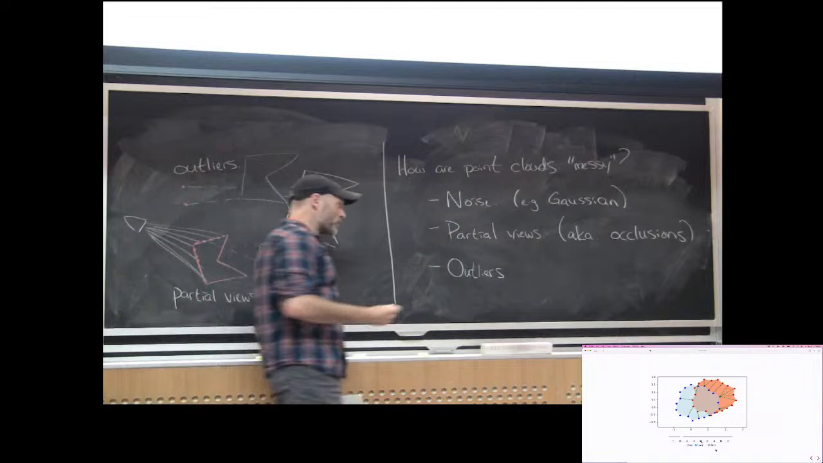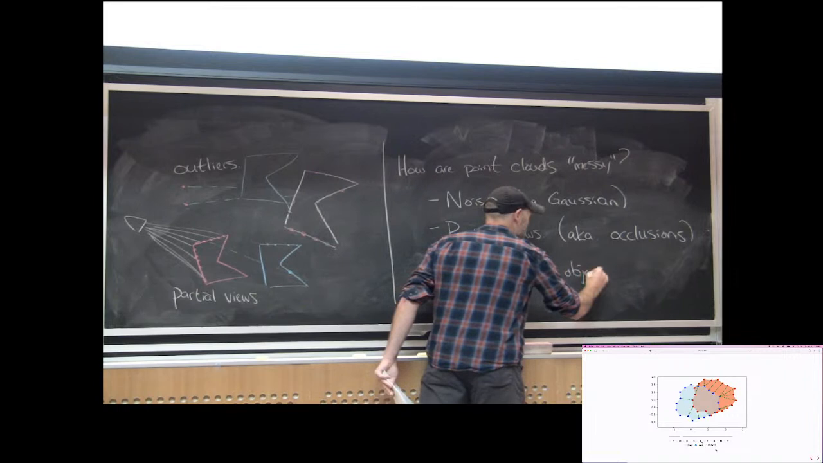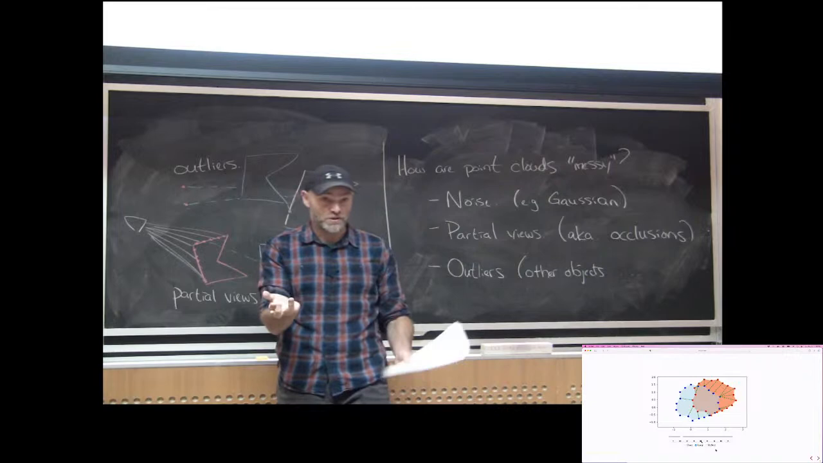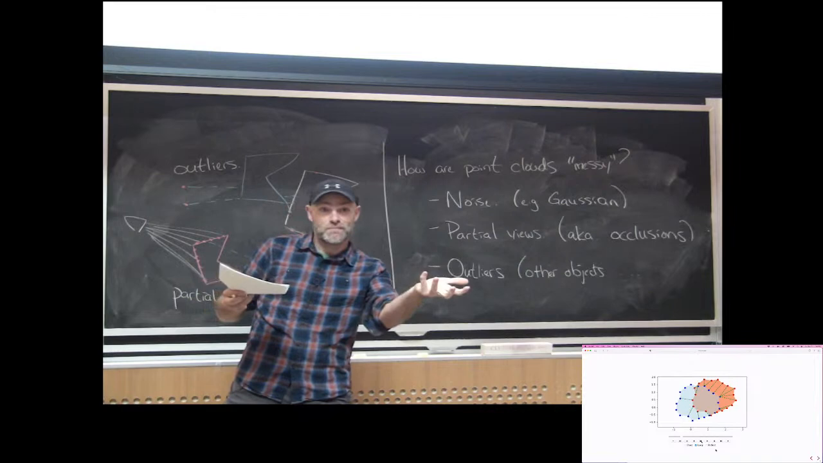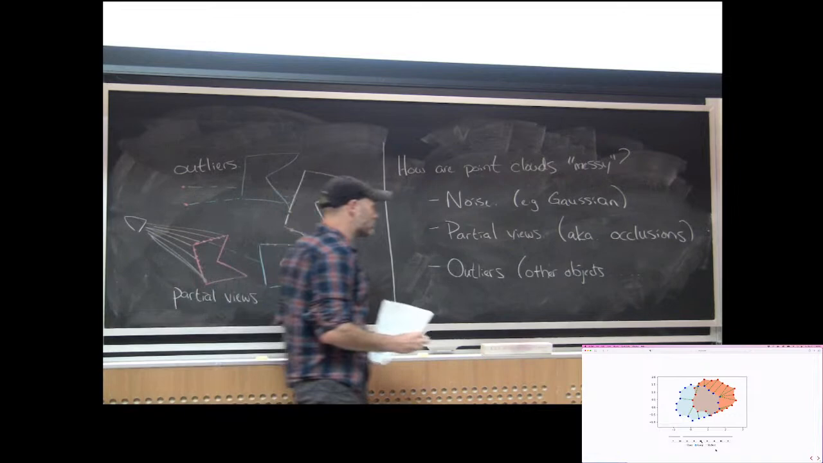More interesting outliers are where you have other objects. For instance, maybe you have a mustard bottle, but you have a ketchup bottle nearby, and it's kind of got some of the same shapes, but clearly your perception system should be able to disambiguate them, but maybe these kind of algorithms might get pulled towards the ketchup bottle and never break free if they're similar enough, right? So those outliers can be pretty complicated.